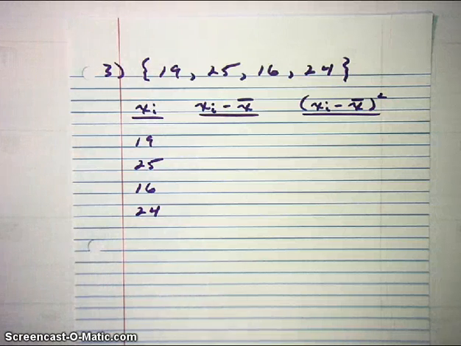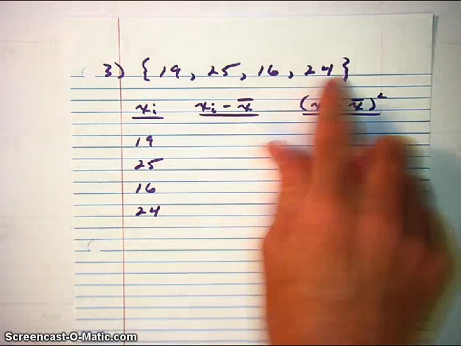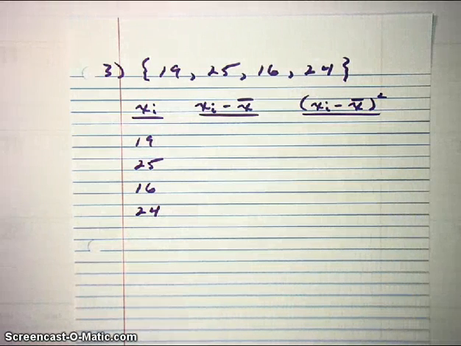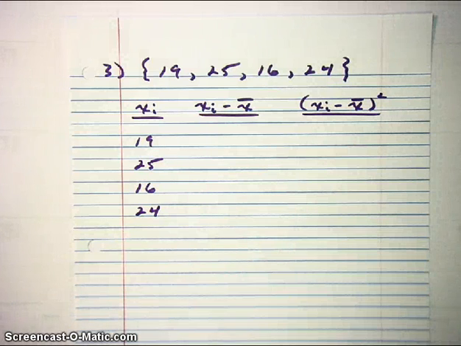And if you want to check your work, always put these in your calculator and find the standard deviation that way using the one variable stats, and then you can square the result to get the variance, and it should match what you get when you do it by hand. So fill that in and finish the job.